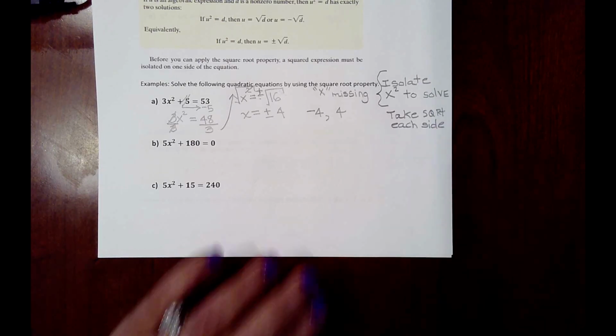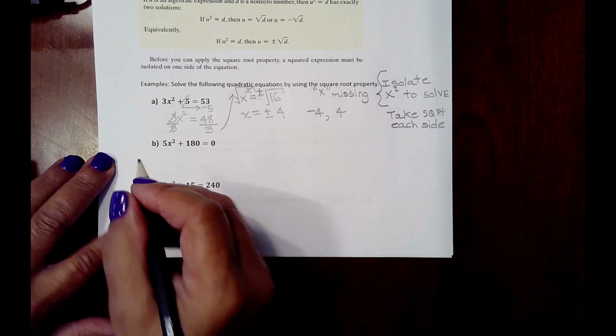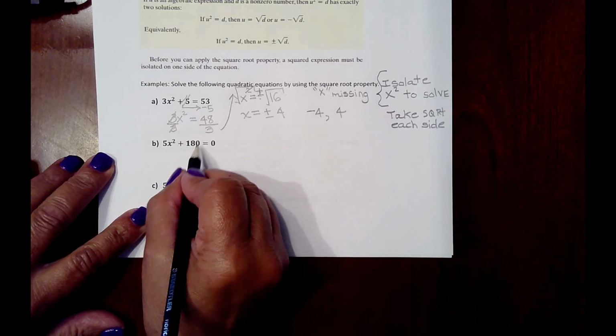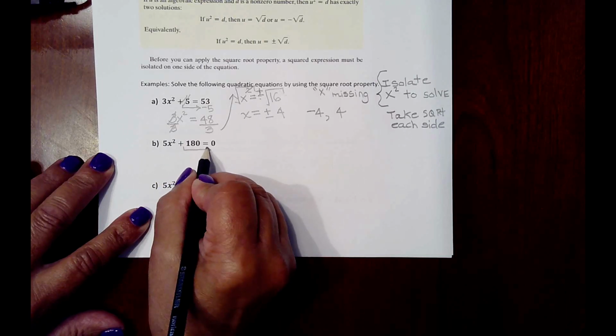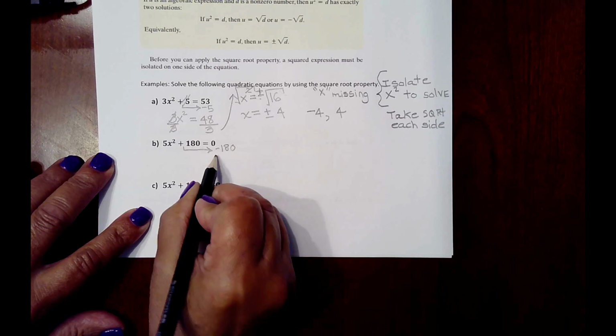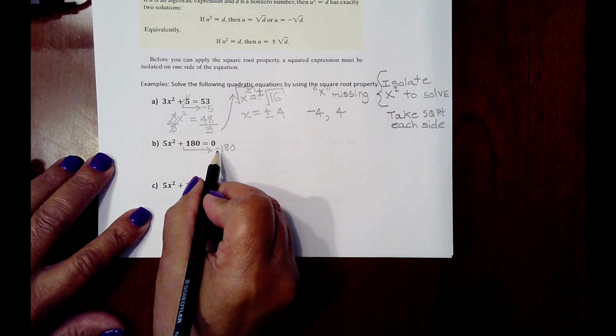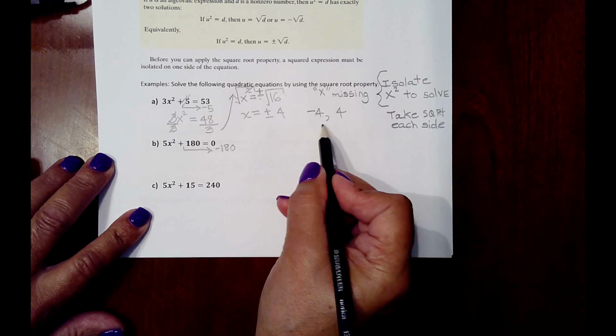Okay, but before you can take the square root of each side, you need to isolate the squared term. So we're going to always move anything that's added or subtracted to the squared term. If I move this over here, it becomes a negative 180. And that one move right there is what's going to cause your answers to come out slightly different than what you got here. You got integers here.